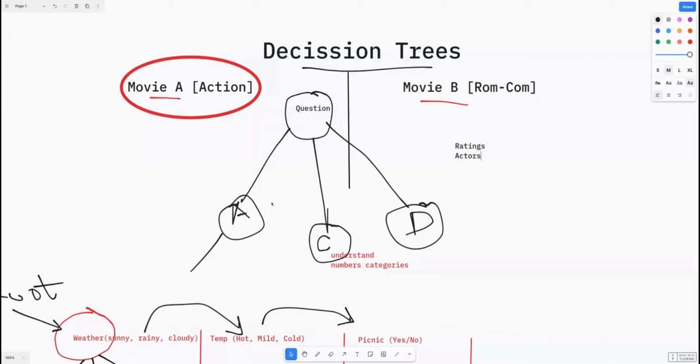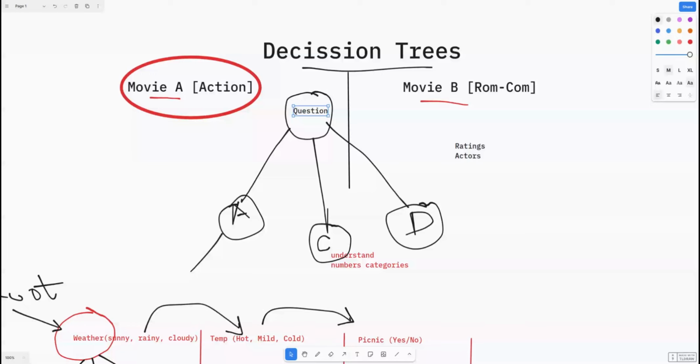Now, by the end of the day, after you've gone through all these decisions, Netflix is going to give you something that you're most likely to enjoy or something you're most likely to watch next. But as you can see, the decision is based on a series of questions, a series of decisions, a series of things that you always have to consider.